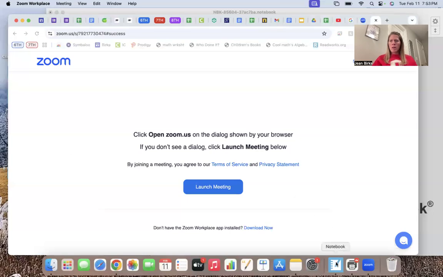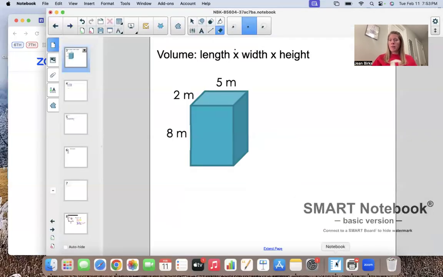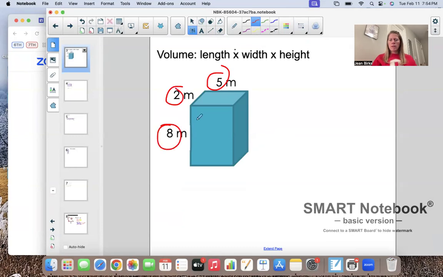Okay, so our topic today is volume. Remember, we've done this in the past. Volume is for three-dimensional figures, and that gives us a length and a width and a height. So it's 3 dimensions, 3 numbers every time. So on this picture here on the rectangular prism, I've got a length of 5, I've got a width of 2, and a height of 8.